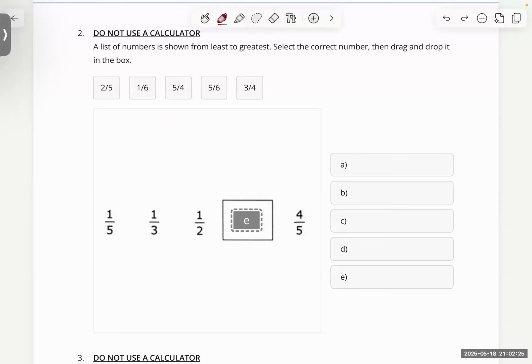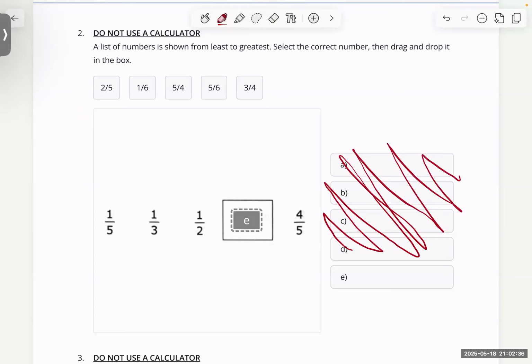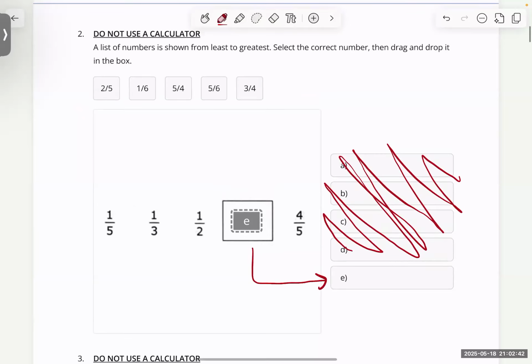And whatever E is, it has to be smaller than 4/5. So we need to find a fraction out of these that is bigger than a half, but smaller than 4/5. So we don't even need to worry about these. We just need to find out what E is and put it in our selected choice. Okay. Well, right off the bat, I can see 5/4 here, and 5/4 is an improper fraction and it's bigger than 1. So I automatically know that's not going to be an answer because there's no way 5/4 is smaller than 4/5.